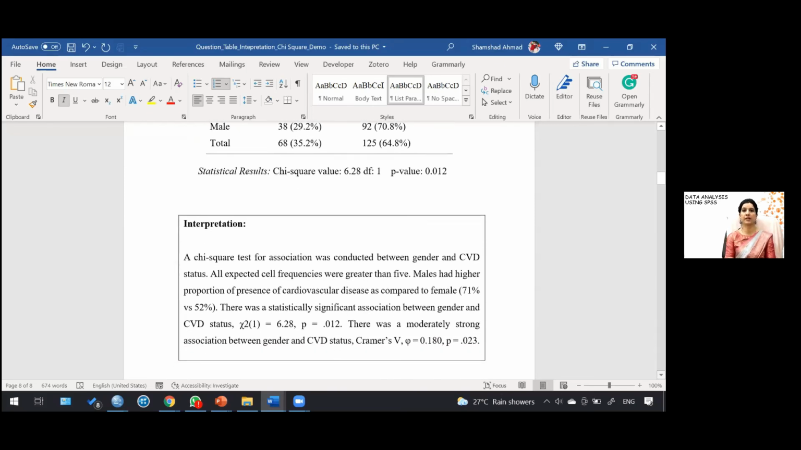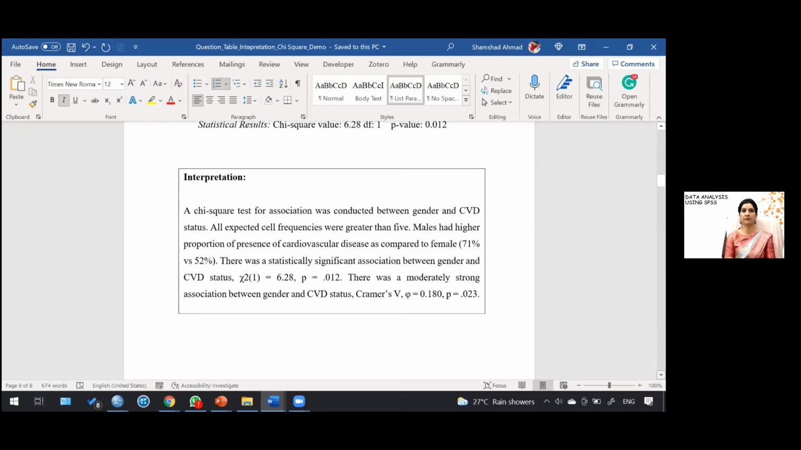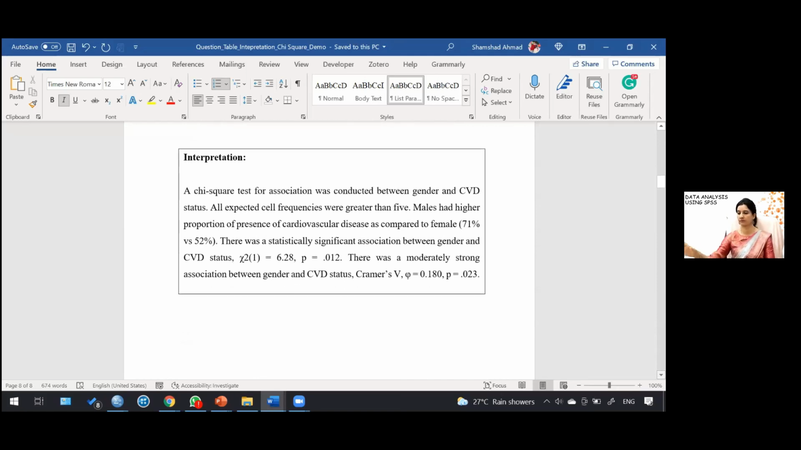So what would be the interpretation? One of you can read this interpretation for me. Anyone? Yes, ma'am. A chi-square test for association was conducted between gender and CVD status. All expected cell frequencies were greater than 5. Males had a higher proportion of presence of cardiovascular disease as compared to the females, that is 71% versus 52%. There was a statistically significant association between gender and CVD status, and that's pi, right?